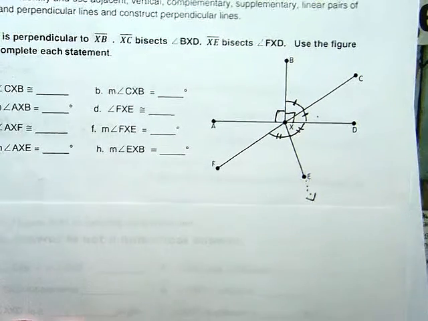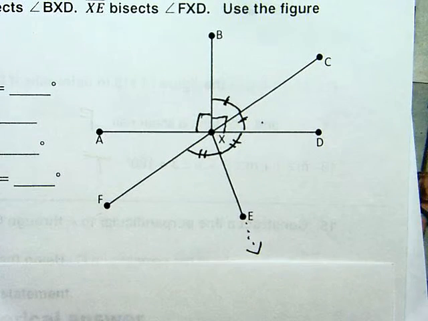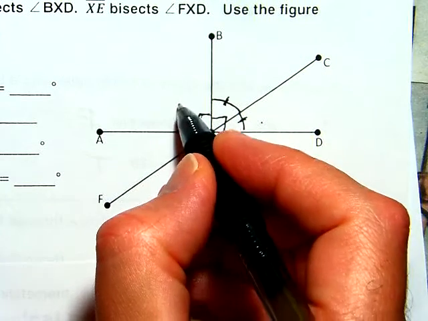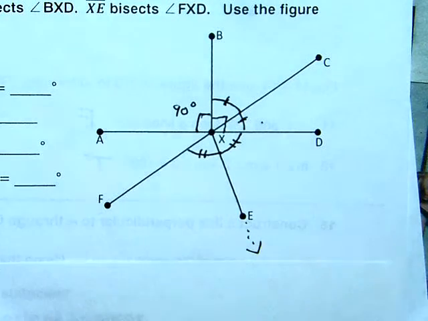Well, let's see if we can actually figure out what all these angles are. So, well, we know that this angle here is 90 degrees because that's a right angle.